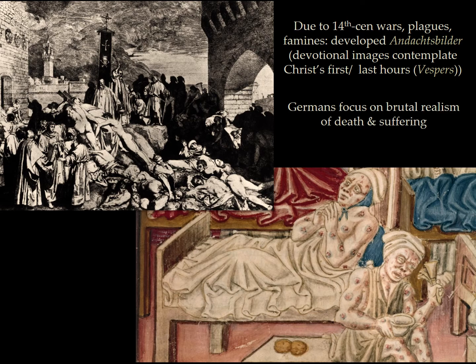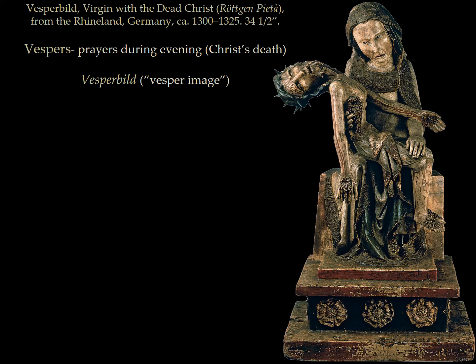Now, this is appropriately and specifically German, in that we do not see anything akin to an Andachtsbilder in any other country in this period. So the Germans focus on this brutal realism that tries to communicate empathetically the suffering and death of that time. This gives rise to a certain type of Andachtsbilder. Bild is an image, for instance, in German, and that's going to be the Vesperbild. Vespers is a prayer that you say in the evening that recalls Christ's death.